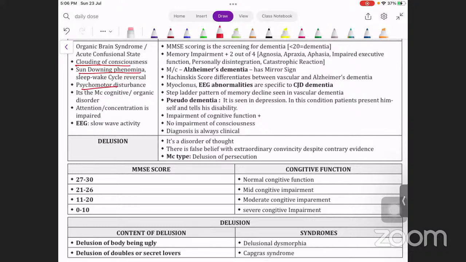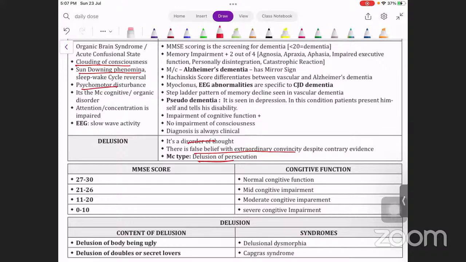And delusion is a disorder of thought, a false belief held with extraordinary conviction. The most common type is delusion of persecution. And dementia is memory impairment with two of the four conditions, which are agnosia, apraxia, aphasia, or impaired executive function, or personality disintegration, or catastrophic reaction.